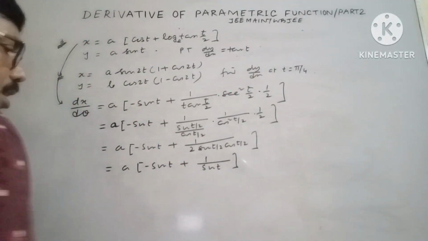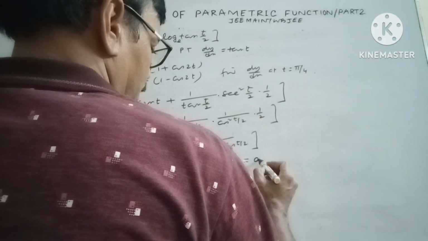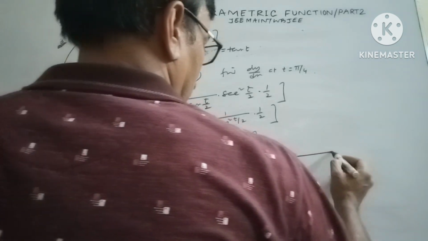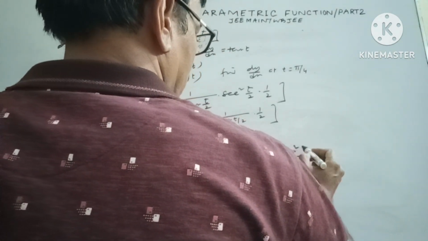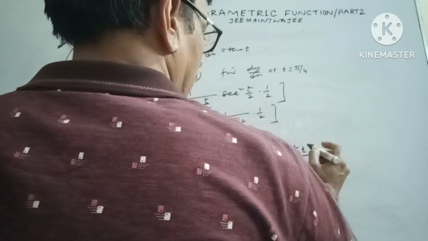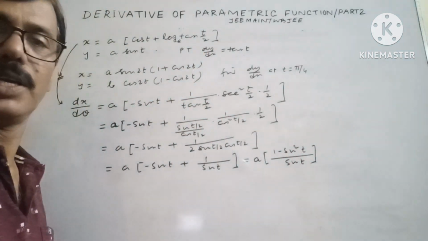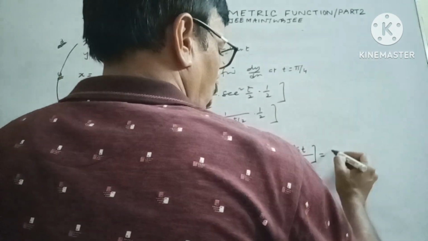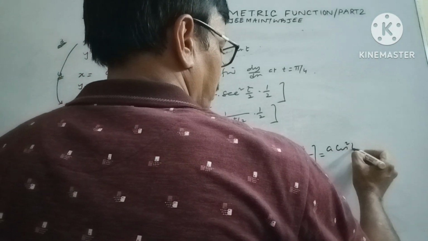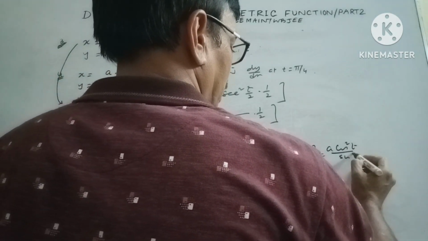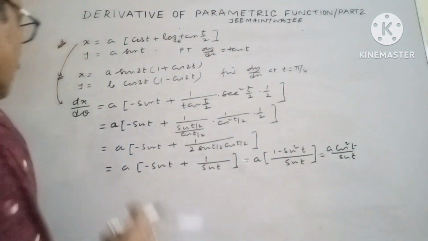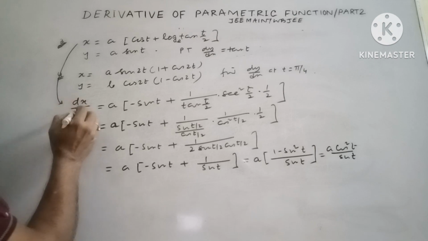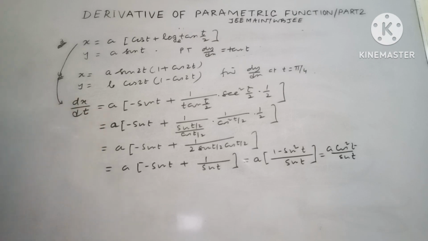This is t. So a component sin t, LCM, 1 minus sin square t. That is, you are getting 1 minus sin square t is cos square t by sin t. So this is the simplified form of dx by dt. Sorry, this is not theta, dx by dt.